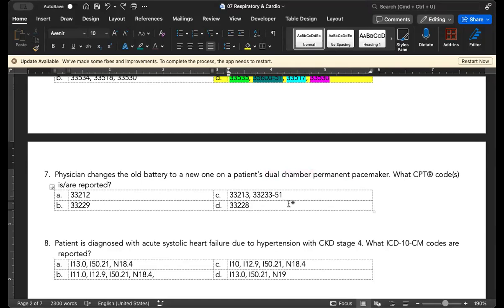And then underneath pacemaker system with leads, what option do you think we'll use from here? Replacement, and then pulse generator. Yep. So that gives us a range of codes, right? What's our range of codes we're going to go look at? 33227 to 33229. Yep, 33227 through 33229.